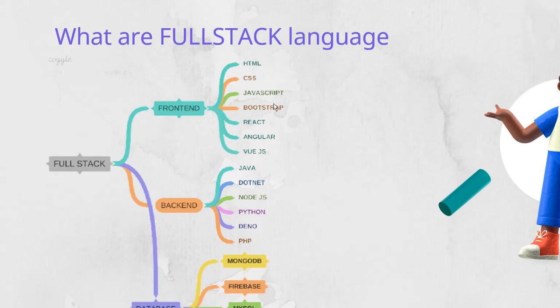So this is all about full stack. Full stack means a front end, a back end, and a database. And what are the languages? Front end has these languages, back end has these languages, and database has these languages. We have so many languages, but these are the priority ones or top ones.